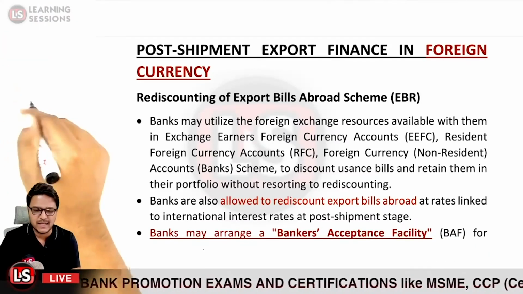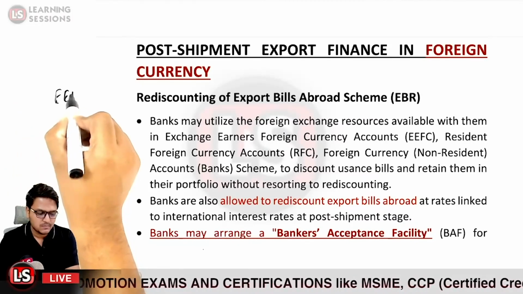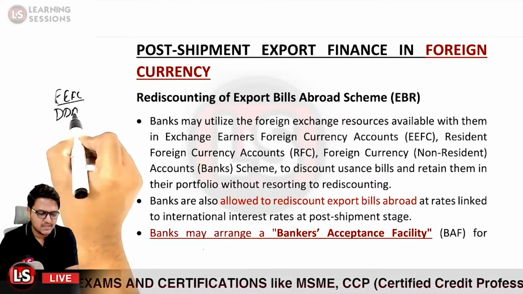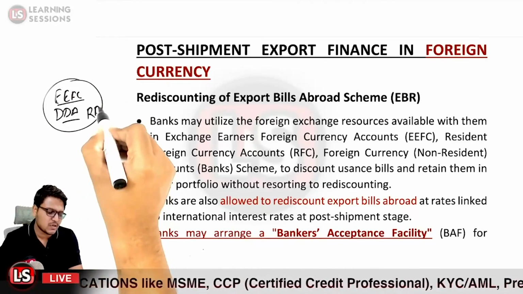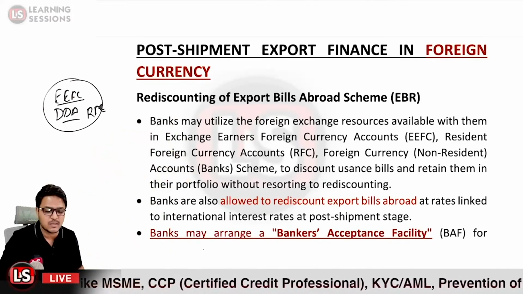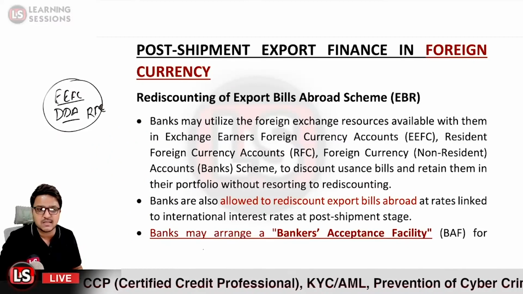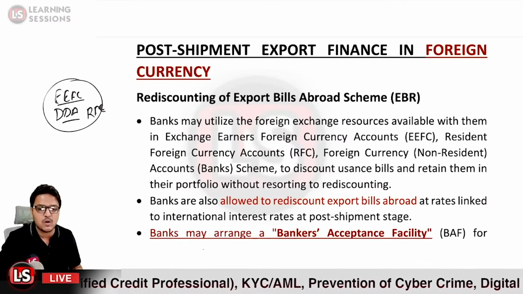Banks can utilize their EFC balances or the DDA account balances or whatsoever foreign currency accounts are with them. RFC account may be there or whatsoever foreign currency accounts with them. So now these particular account balances can be utilized so as to discount the usance bills.